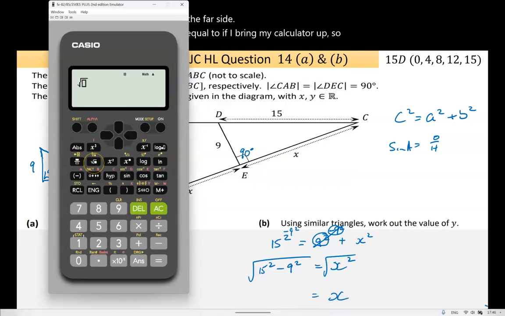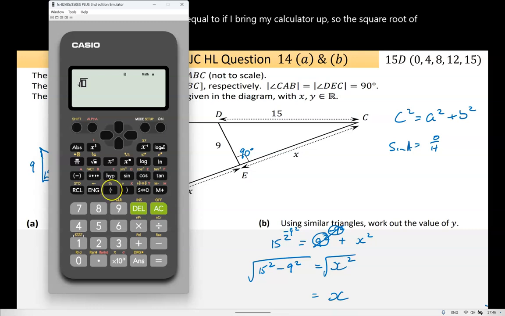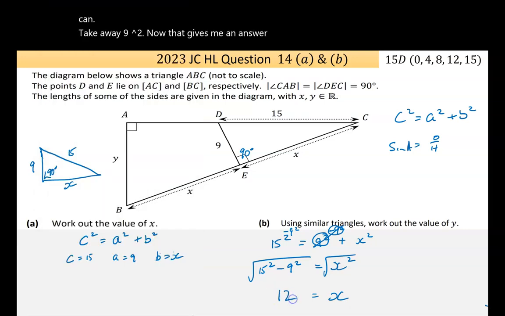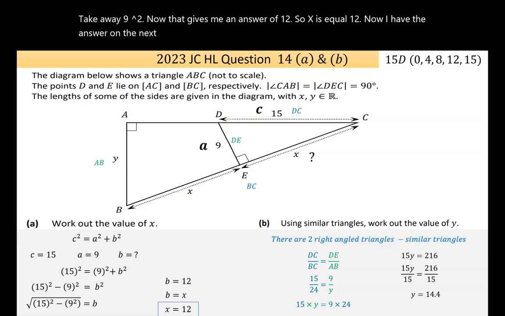Now if I bring my calculator up, the square root of, now they're all positive, but I'll just use brackets. I always should in a calculator if I can. 15 squared take away 9 squared. Now that gives me an answer of 12. So x is equal to 12. Now I have the answer on the next page, and that's it there. Now I'll keep going here on B, using the answer done out.